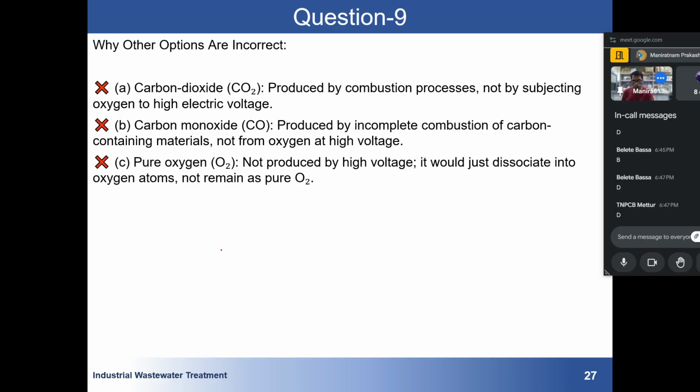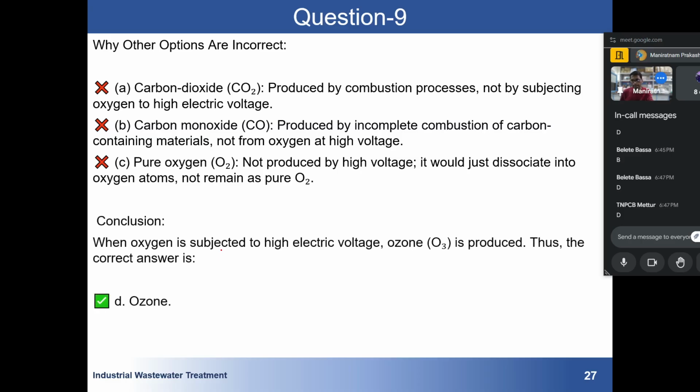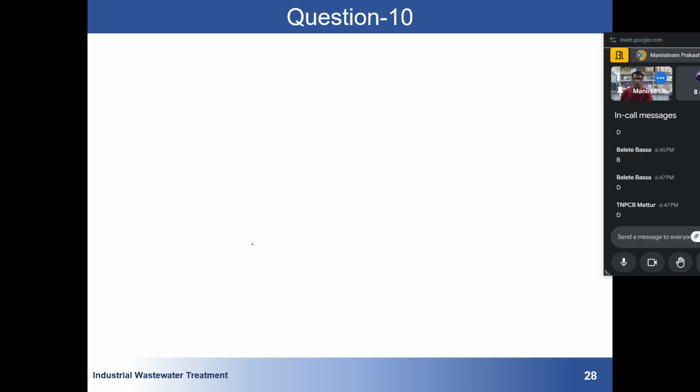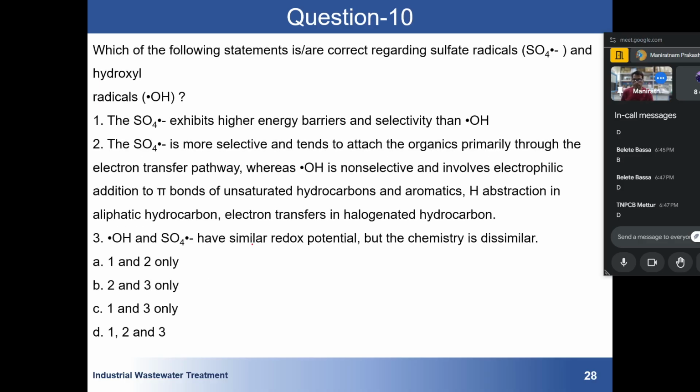We know how CO2 is produced by photosynthesis and all these things. Then the correct answer is D, that is ozone. Question number 10.